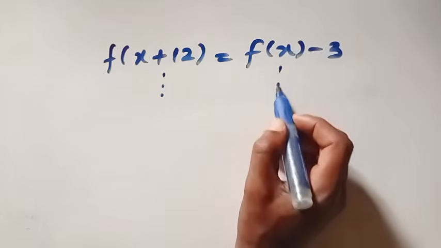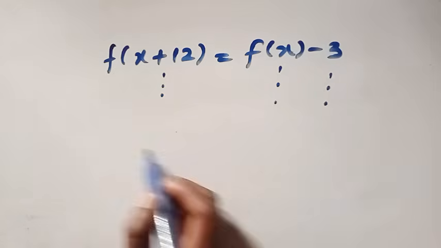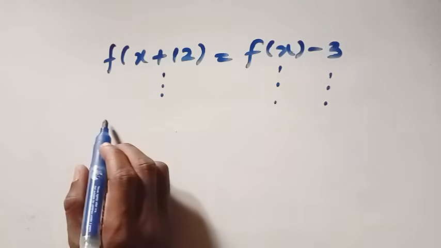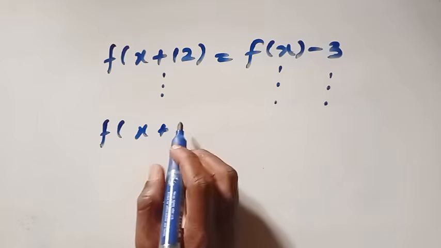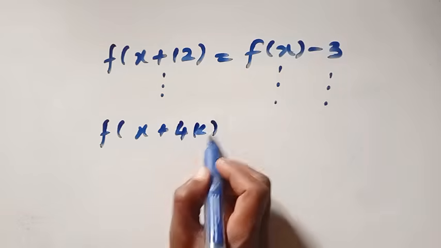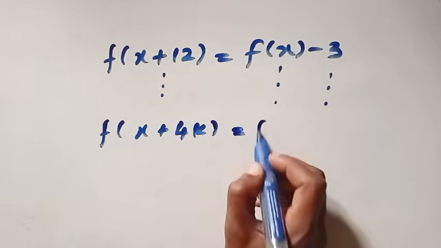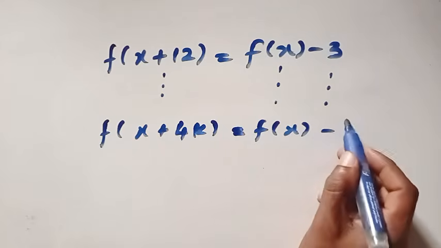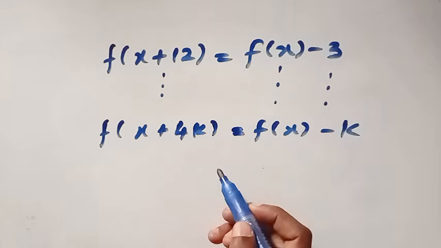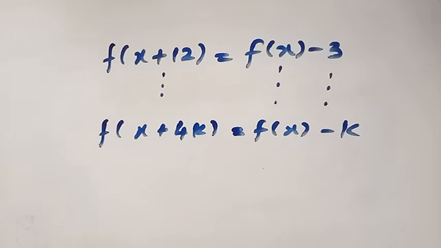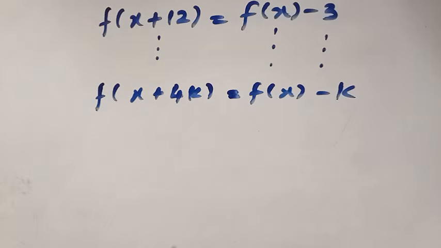If you continue in this way, for any integer k, we are going to have f of x plus 4k equals f of x minus k, where k starts from 1, 2, 3, 4, 5 and upward. So this is the second step.